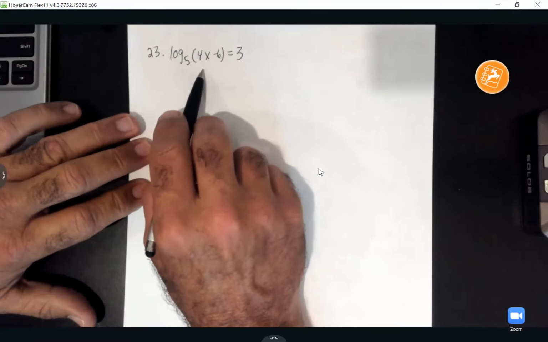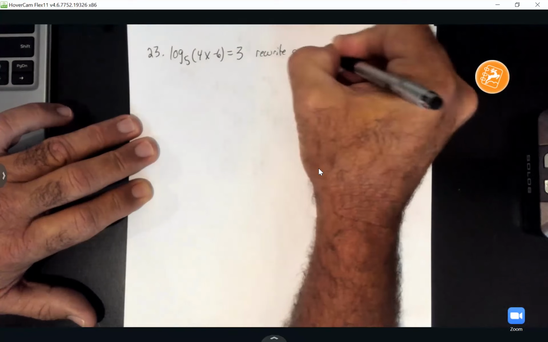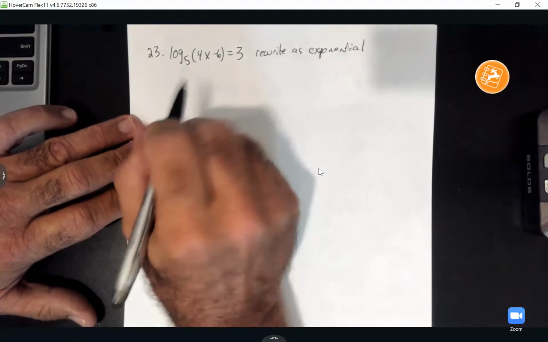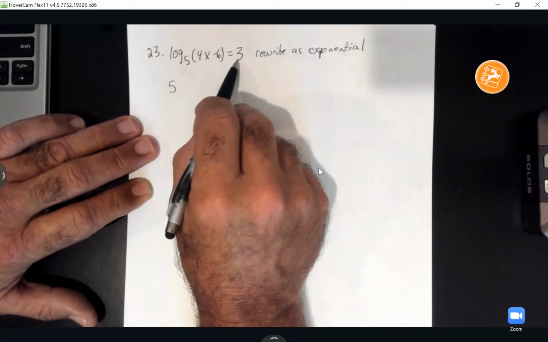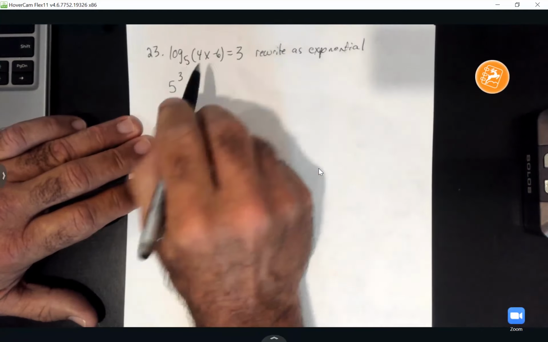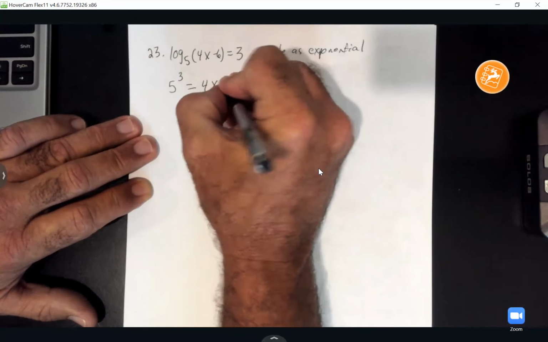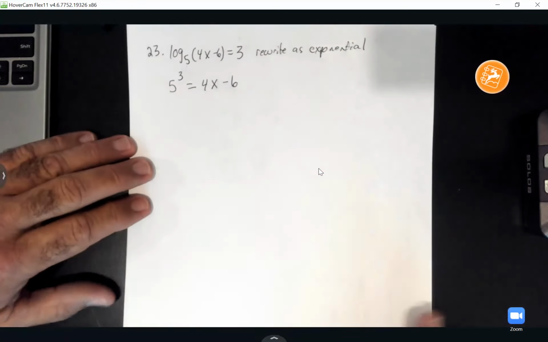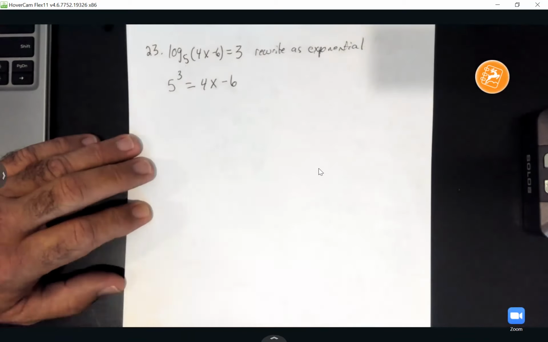So to solve this one, you're going to rewrite it as exponential. So the base will be the 5. Your exponent will be whatever's on the right side of the equals. So mine's a 3. That's going to equal this result inside the parentheses of a 4x minus 6. So y'all's should be similar, but different numbers probably.